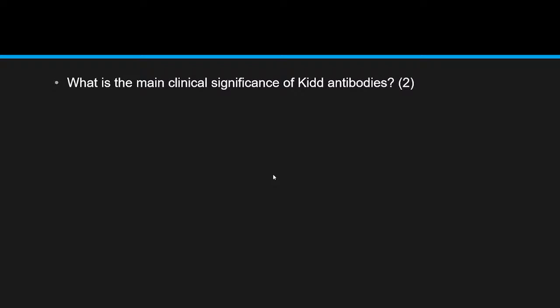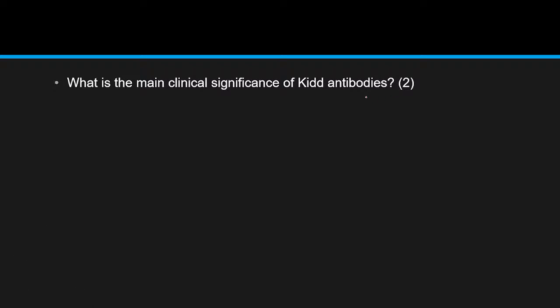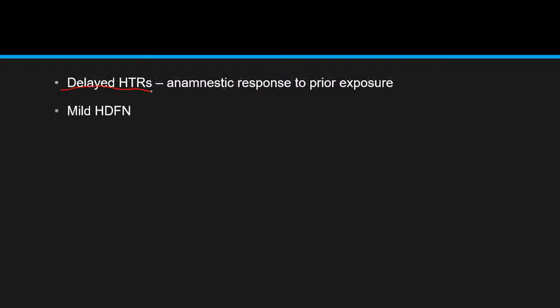Let's move on. Now, what is the main clinical significance of Kidd antigens? The main clinical significance of the Kidd antigens is because of the length of time, the hemolytic transfusion occurs. They are primarily important, especially in the case of delayed hemolytic transfusion reactions.